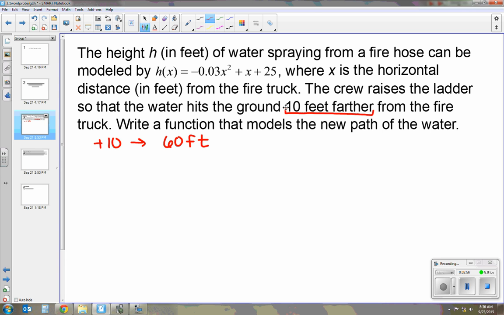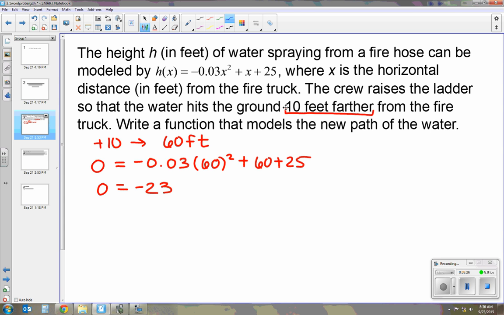So we need to make this equal to 0. What we can do is put 60 into the original function. So we do a negative 0.03 times 60 squared plus 60 plus 25. And when we calculate this, we get negative 23. Well, we want this equal to 0. So what do we have to do to negative 23 to make it 0? We have to add 23, to make our function correctly land at 60 feet.